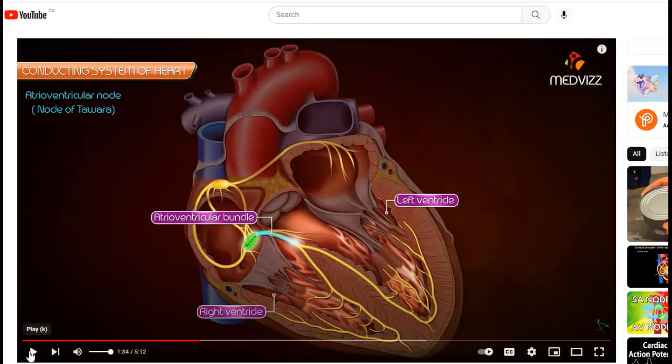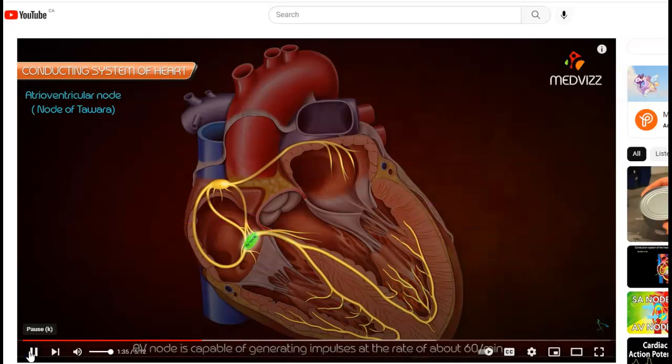Okay, so the impulse starts in the SA node and then it goes to the AV node. And in the process, the atrium will contract at the top. Then the AV node will start the electrical signal through the ventricles.